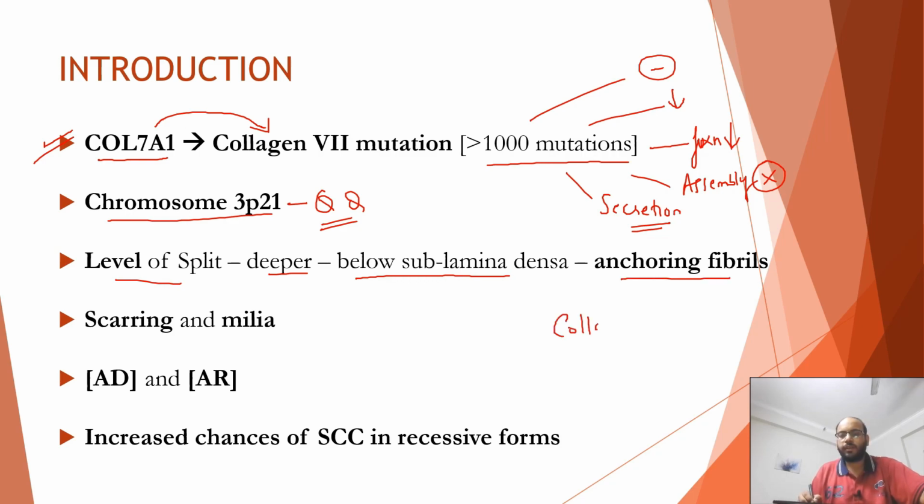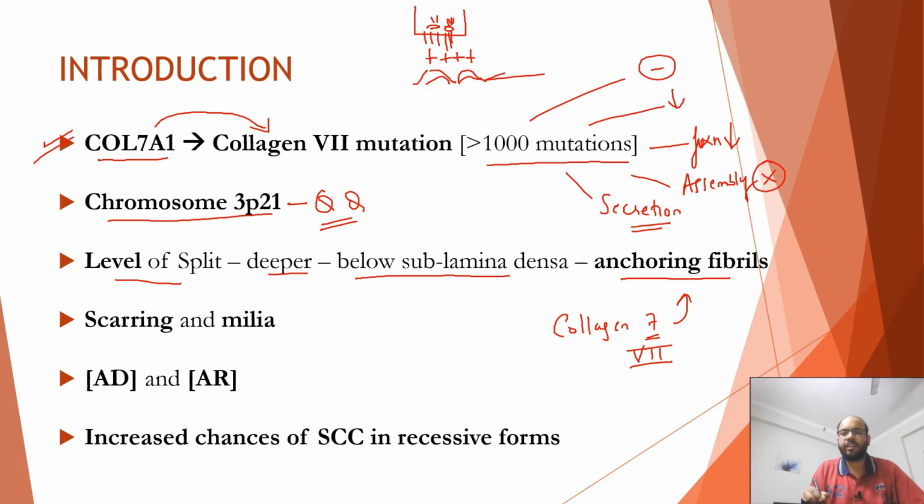The major constituent of anchoring fibril is collagen 7. I'm writing the Arabic numerals because it's easier to understand, but in the exam you have to write it as Roman numerals. So collagen 7 is an important constituent of anchoring fibrils, and since there is mutation in the collagen 7 protein, you have the split at the level of anchoring fibrils. Again, revising: basal keratinocytes, hemidesmosomes with keratin filaments, then the integrins, then laminins, then the anchoring fibrils.